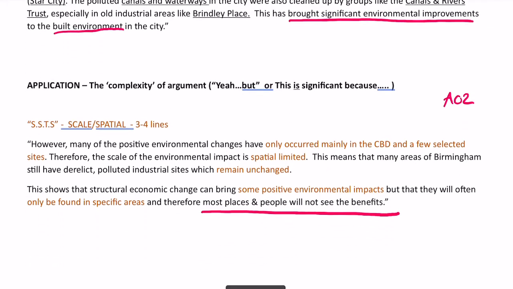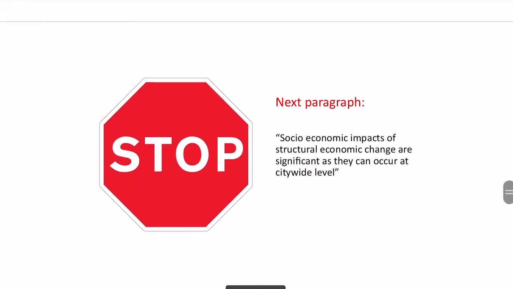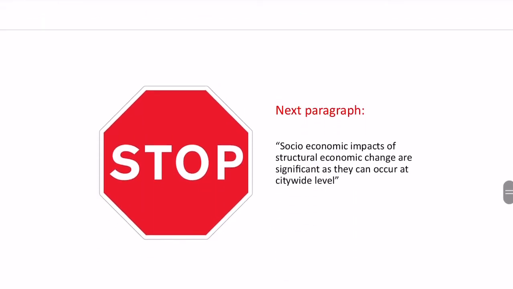What I'd like you to do is, I've given you a point to have a look at. I want you to stop the video and have a go at writing what you might write for this point. The point I'm trying to make is social and economic impacts of structural economic change are significant as they occur at a city-wide level. Have a go at writing that in the format I've tried: a clear point, 3 or 4 lines on the explanation, and a couple of lines on the AO2 application of your argument. Either a yeah, but, or saying, well, this is significant because of that.